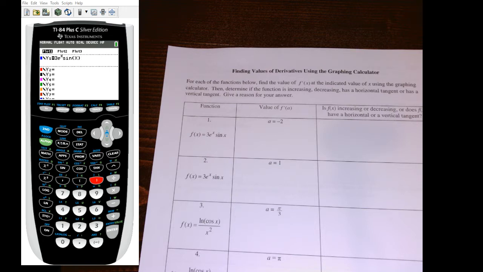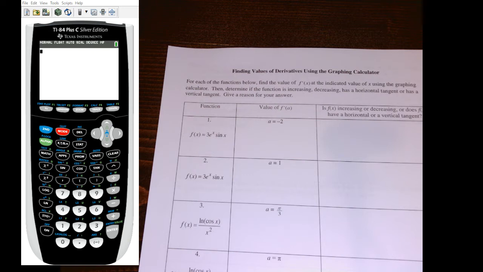Okay, so once you have your function in Y1, then the next thing I want you to do is go to your home screen. The way you do that is you press second mode. So second mode takes you back to your home screen. And I'm typing my steps in the chat here so you can see them. Now we have to tell the calculator we want the derivative at -2, since that's the value we want the derivative in our chart.